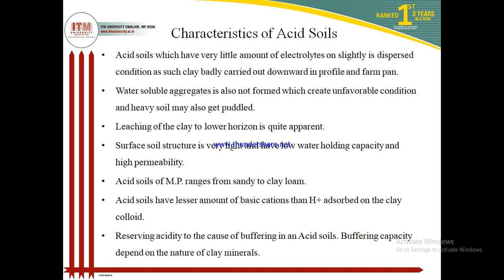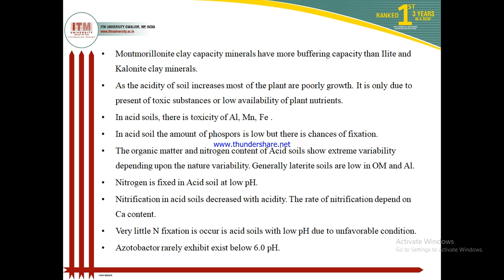Acid soil has a lesser amount of basic cations, as H is adsorbed on the clay colloids, reserving acidity and causing buffering. Acid soil's buffering capacity depends on the nature of the clay minerals. Montmorillonite clay minerals have more buffering capacity than illite and kaolinite clay minerals. As the acidity of soil increases, most plants grow poorly. It is only due to the presence of toxic substances and low availability of plant nutrients.